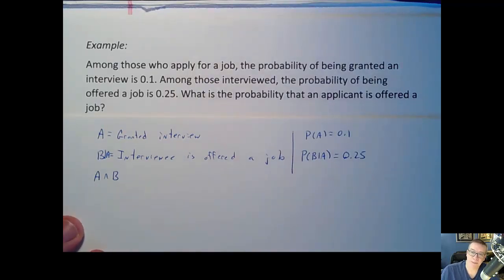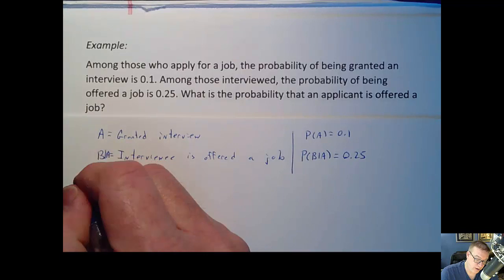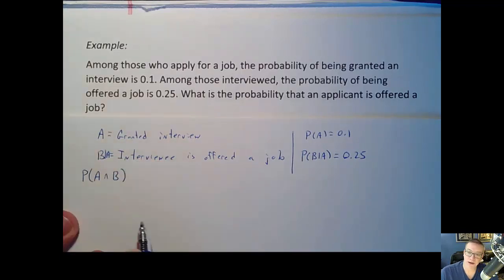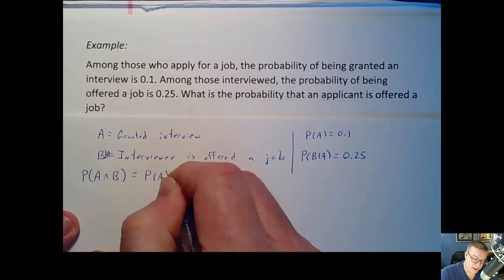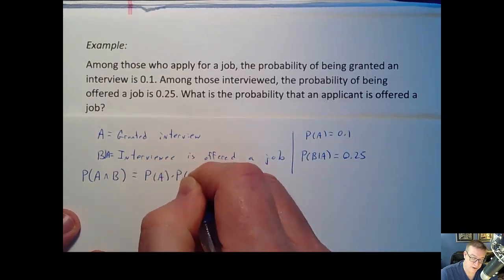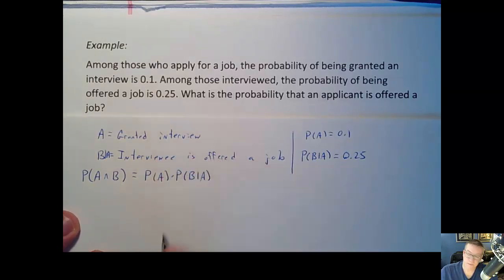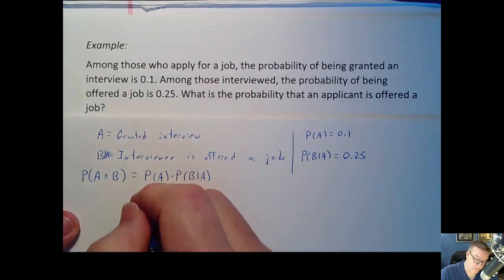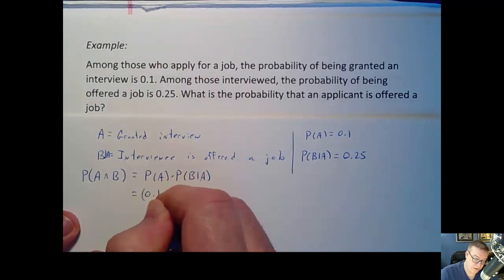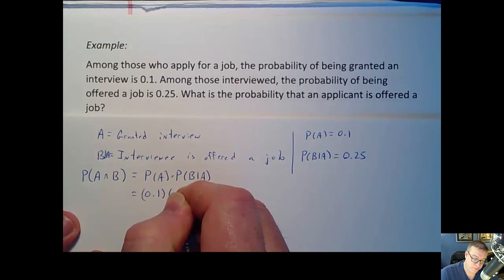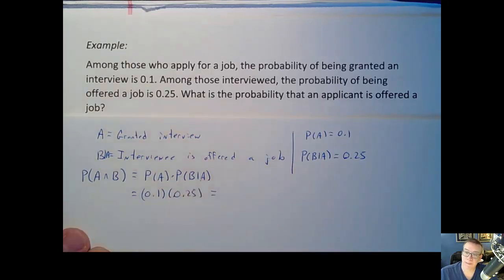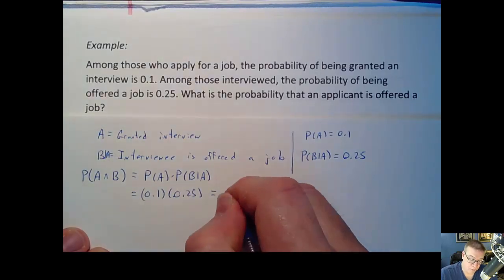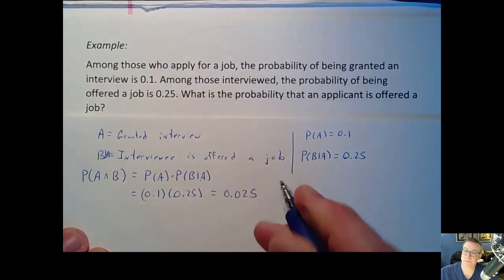And so the probability that an applicant is offered a job, this probability right here, is the probability of A happening times the probability of B given A. And we have 0.1 times 0.25. It looks like the probability that an applicant is offered a job is 0.025.